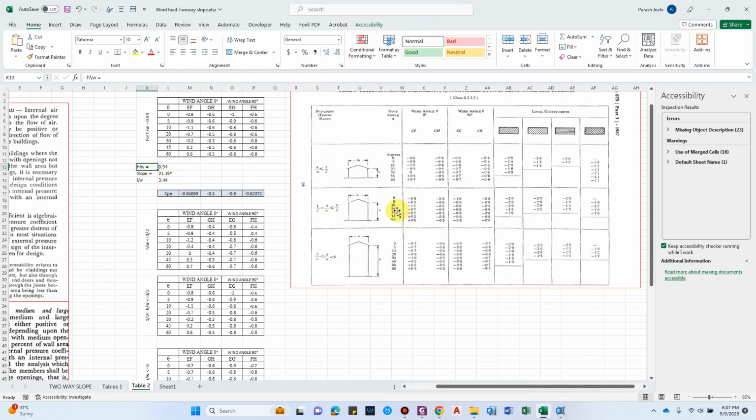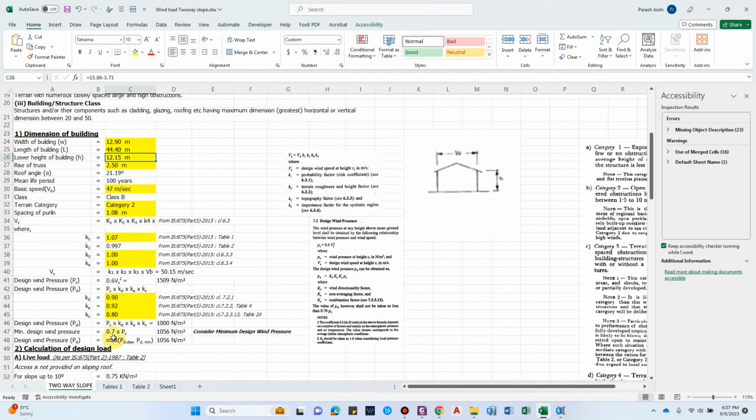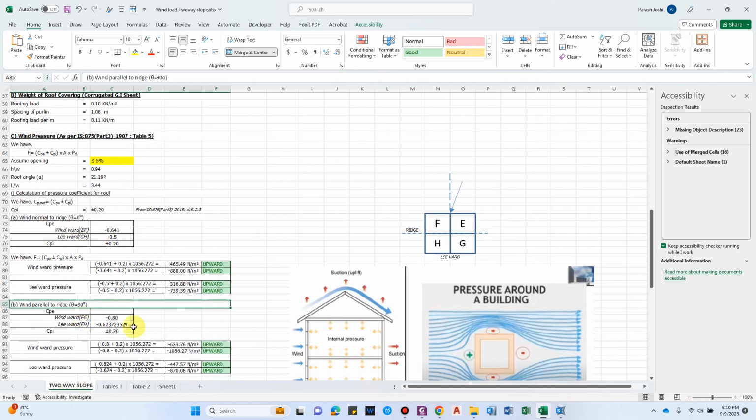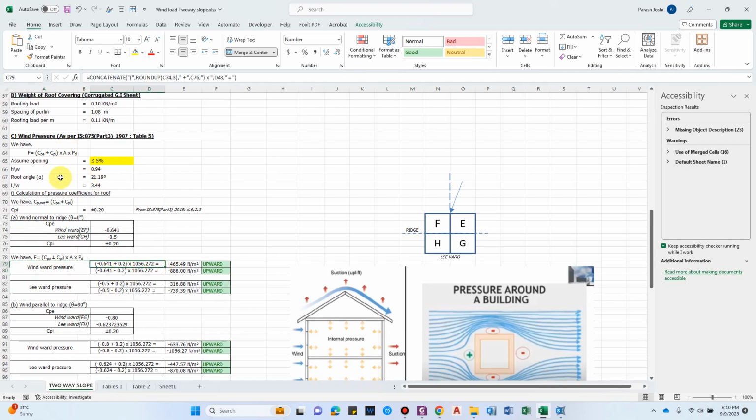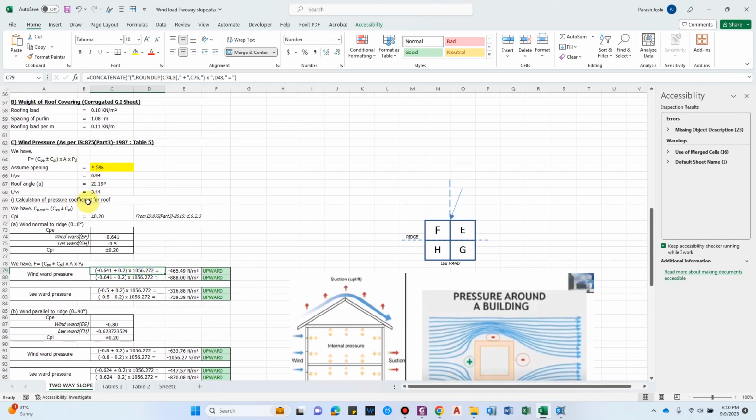Hence that falls in this case, 0.5 and 1.5, and 20 to 30 degrees. So the values are 0.7, minus 0.2, minus 0.5, minus 0.5, minus 0.8, minus 0.8, minus 0.6 and minus 0.8. We get these values interpolated for 21.19 degrees, so we get the values for EF, GH and EG and FH. Now CPE we have, CPI we have, we'll substitute the values this way because we have PD, and A will be considered per meter square, so it will simply be 1. So we get the values minus 465, minus 888, minus 316 and minus 739.